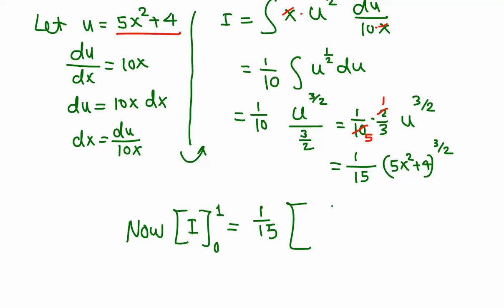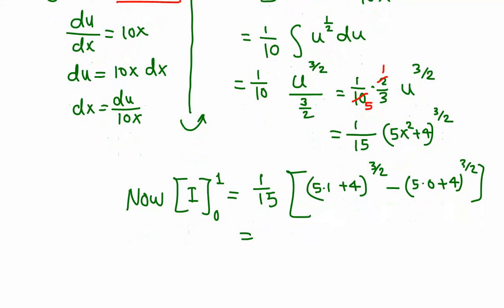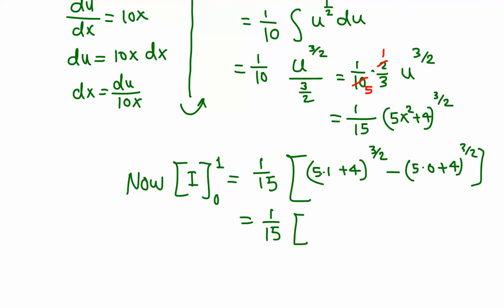Now replace x by 1, the upper limit. So this is now 5 times 1 squared is 1, 5 times 1 is 5, plus 4 raised to 3/2, that's the upper limit part, minus, now replace x by 0, which is lower limit. So 5 times 0 squared is 0 plus 4 raised to 3 halves. Let's do the algebra here. 1/15 outside, 5 times 1 is 5, plus 4 is 9 raised to 3 halves, minus 0 plus 4, 4 raised to 3 halves.